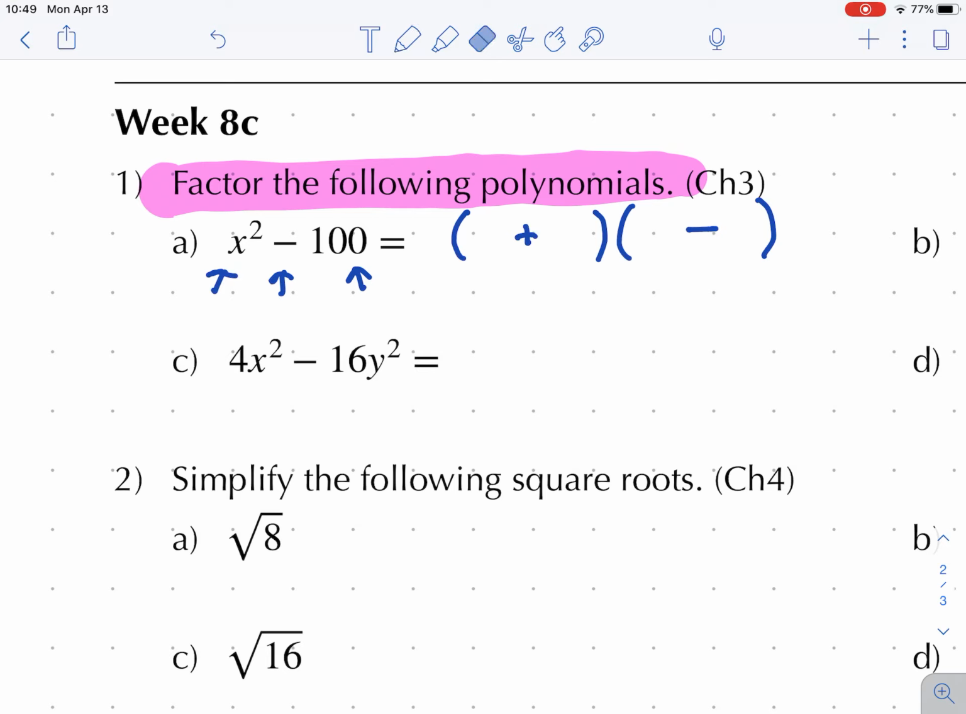Our first term is just the square root of the first term of our polynomial. So the first term of each binomial in our answer is the square root of the first term in the question. So the square root of x squared is x. The second term is simply the square root of the second term. Square root of 100 is 10. So x squared minus 100 is equal to x plus 10 and x minus 10.